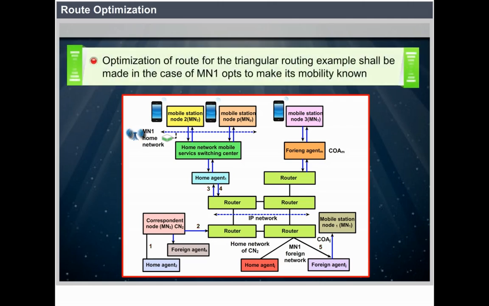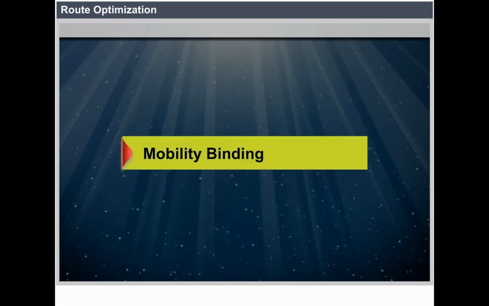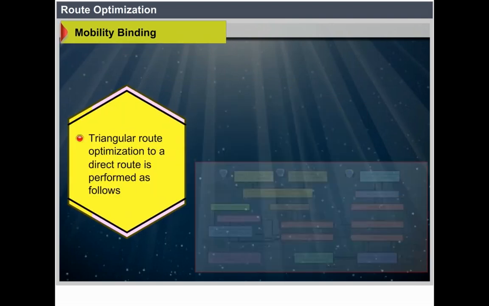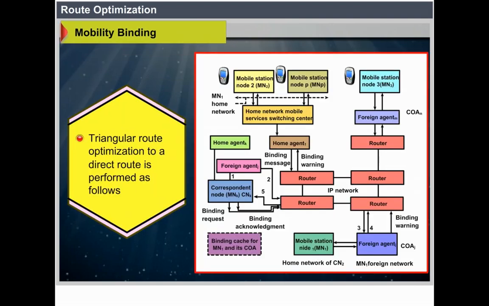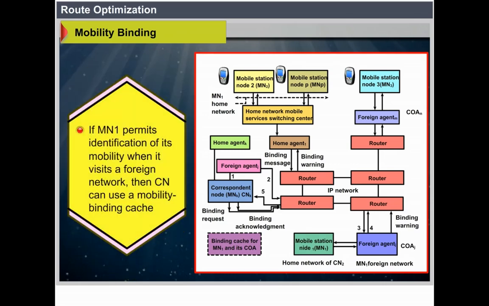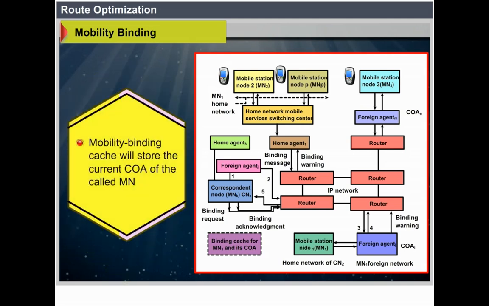Optimization of route for the triangular routing example can be made in case the MN1 opts to make its mobility known. Mobility binding. Triangular route optimization to a direct route is performed as follows. If MN1 permits identification of its mobility when it visits a foreign network, then CN can use a mobility binding cache. The mobility binding cache stores the current COA of the called MN.